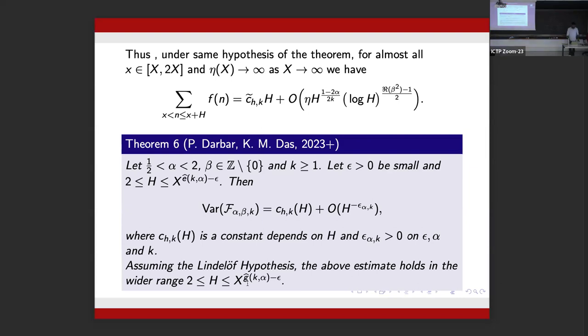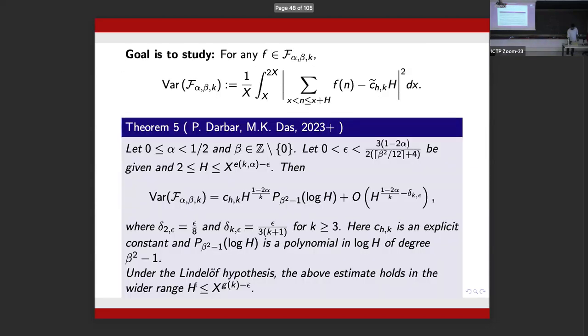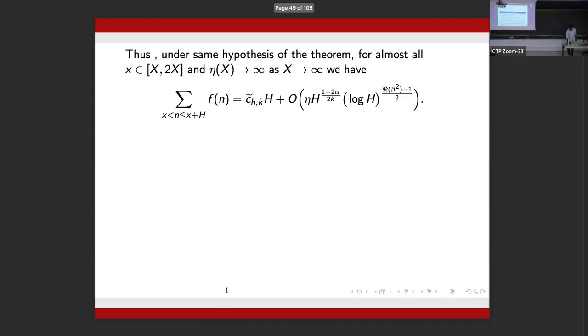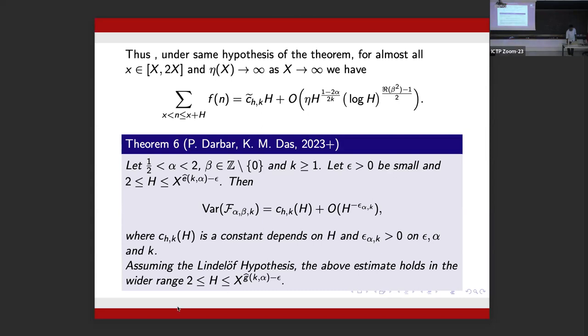So in total there are four exponents. When alpha lies between 0 and half, we have e_k(alpha), and under the Lindelöf hypothesis, g_k(alpha). This is the short interval exponent. And when alpha lies between half and 2, it is e-hat_k(alpha), and under the Lindelöf hypothesis, g-hat_k(alpha). So these are the four exponents. Now we will look at how they behave.